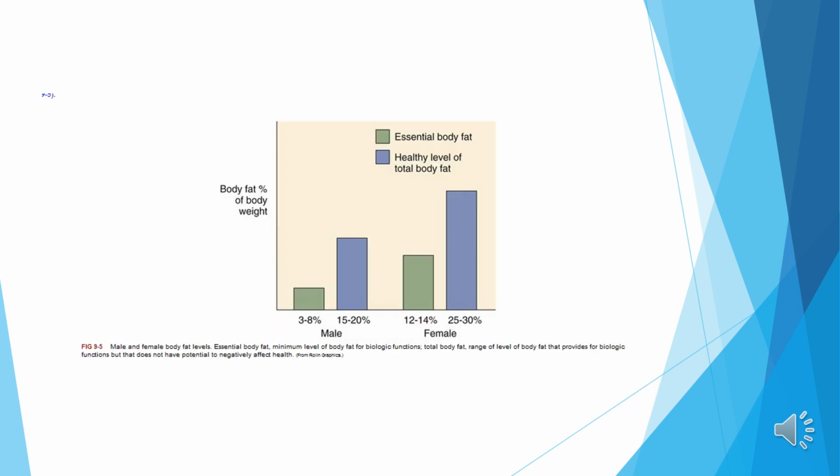I said that we do have to have fat, so there are levels that we need to keep it at, though. So, for example, 3 to 8% of the male is essential body fat. 15 to 20% is a healthy level of total body fat. Anything above 20% in a male is an unhealthy level. For females, we get a little bit more leeway. 12 to 14% is essential, while 25 to 30% is healthy. So anything above 30% body fat in a female is considered excessive or unhealthy. And this is a table from your book on page 167.